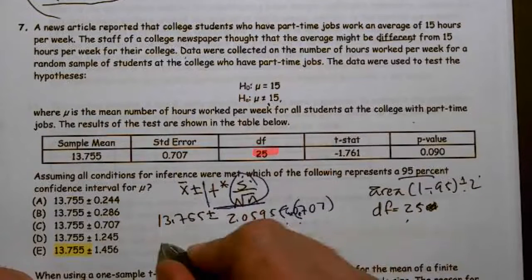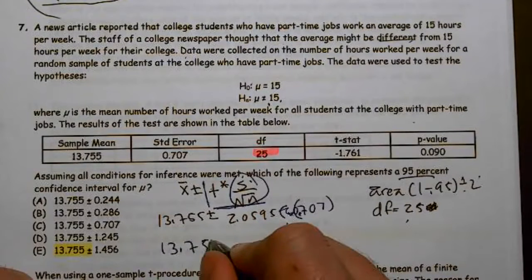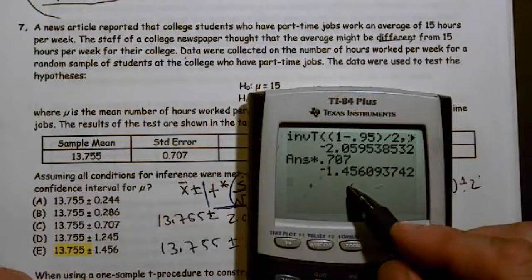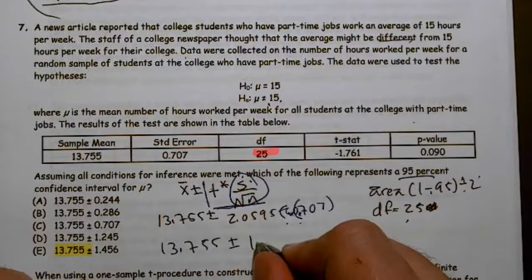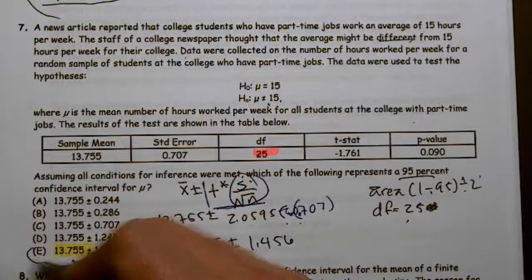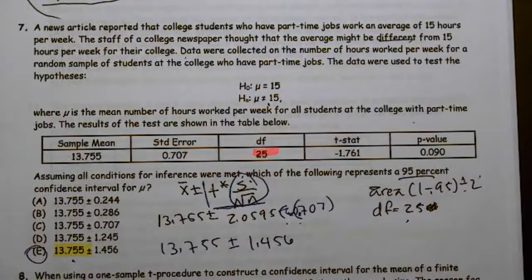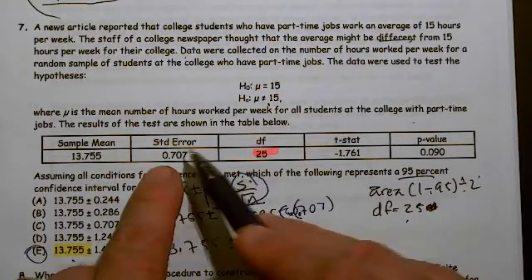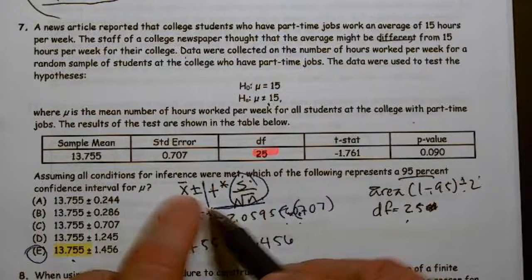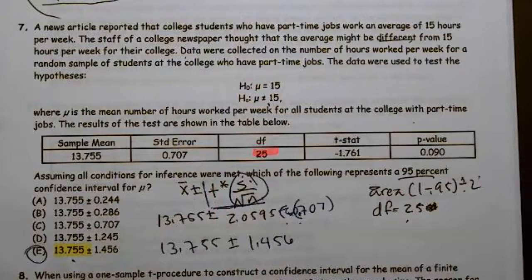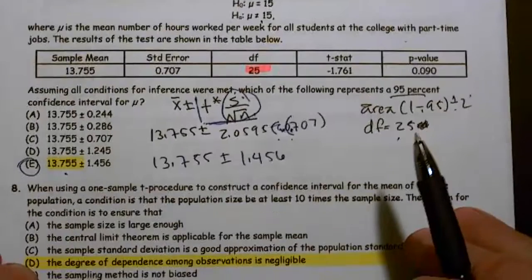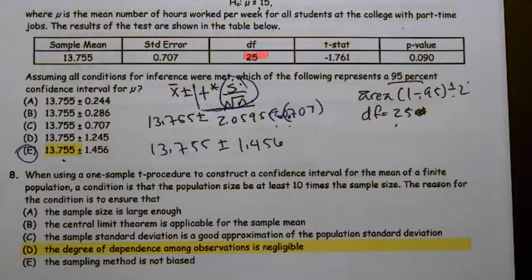So 13.755 plus or minus 1.456. And that gives us our answer choice for E. All right. Please note, standard error, that's that part of it. Margin of error is anything after the plus or minus. Standard error is the part underneath the standard deviation. All right. Or the part right after t star.